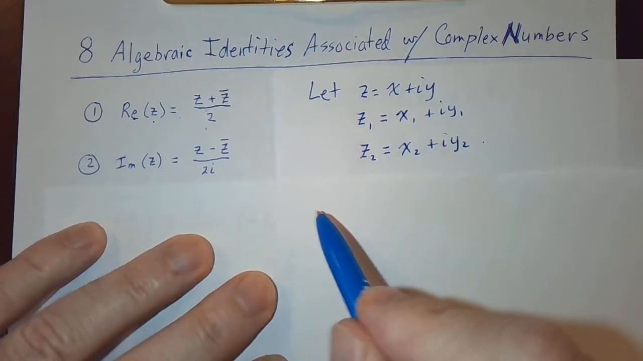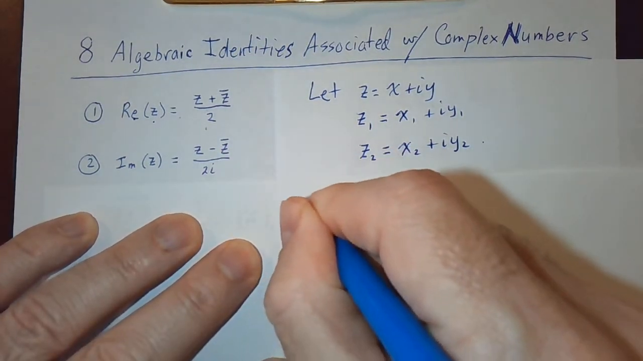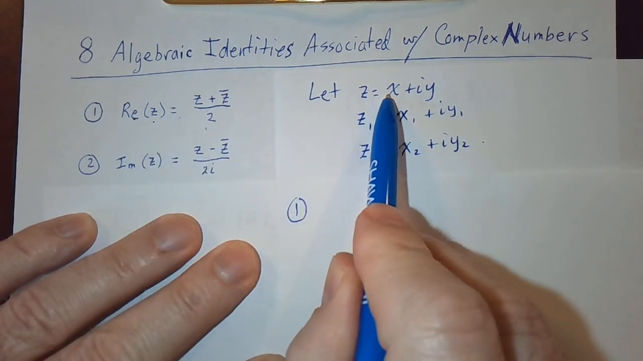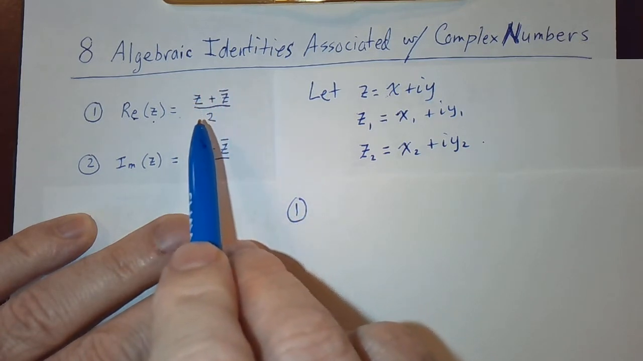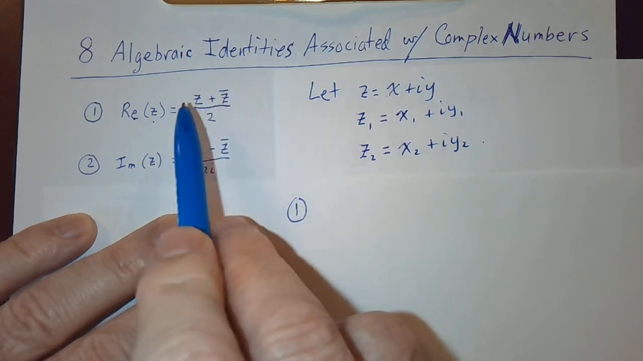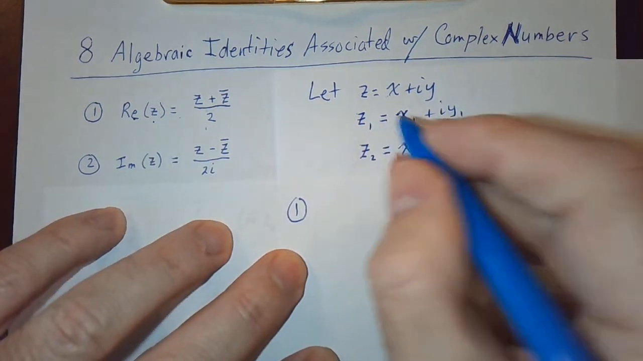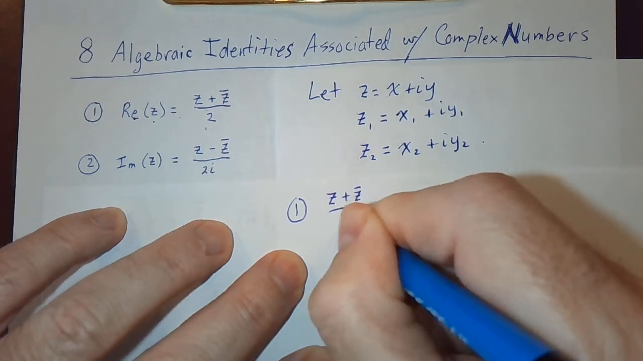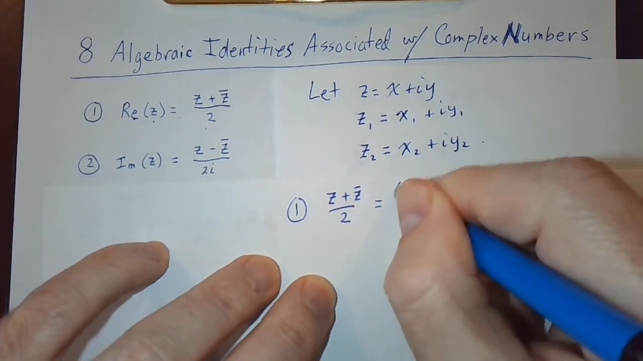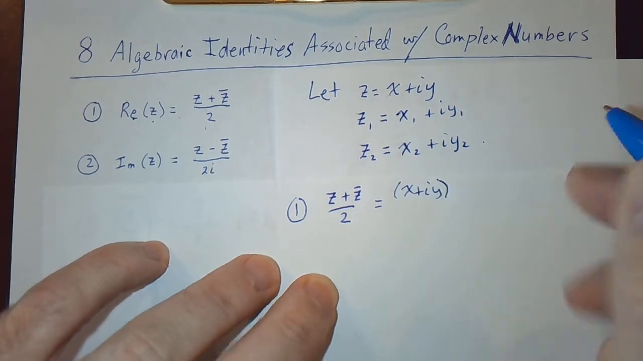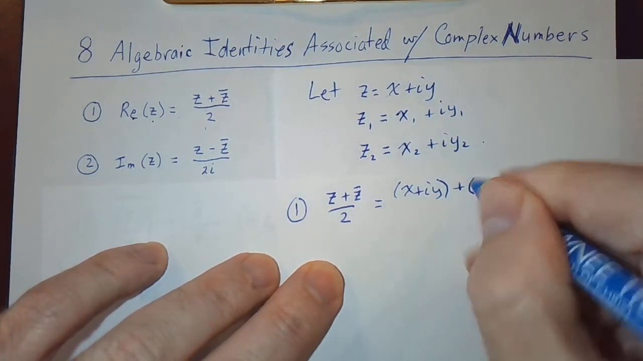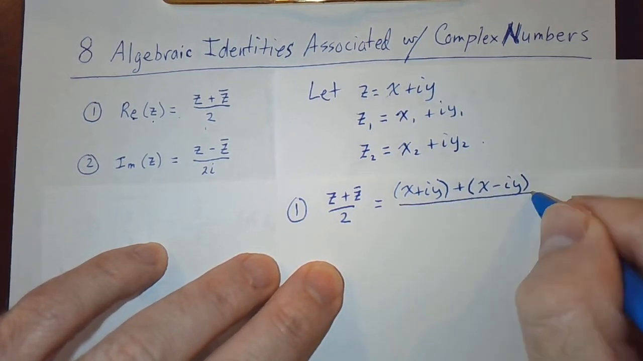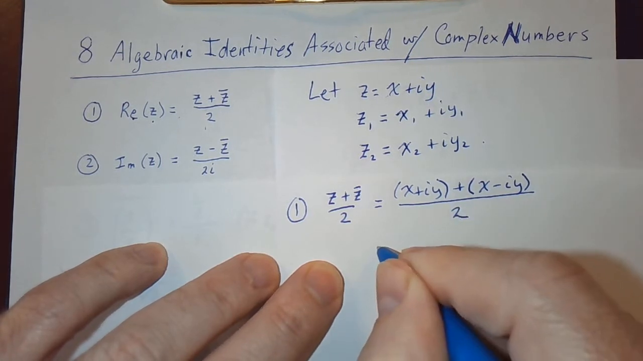Okay, well, let's start with the first one. And by the way, what is the real part of z? We've already said that. It's going to be x. So what I'm going to do is start with this right-hand side and show that it is equal to x. So z plus the complex conjugate of z all over 2 is equal to x plus iy, that's z, plus the complex conjugate of z is x minus iy, all over 2.